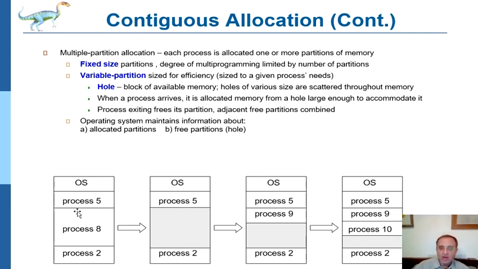The limit register for process 8 would be larger than the value in process 5.